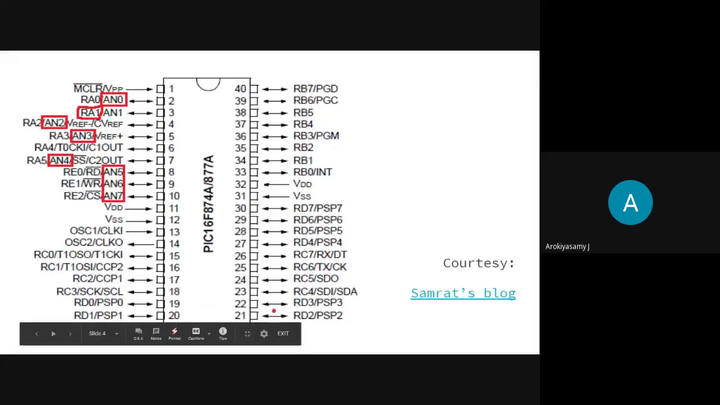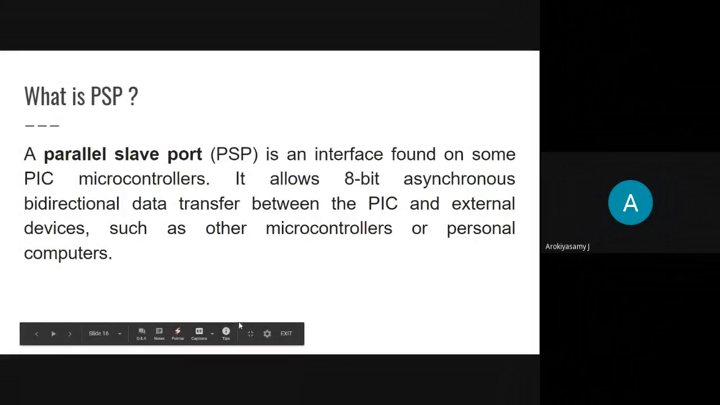What is the parallel slave port? You must know. What is the parallel slave port? Here is the answer.